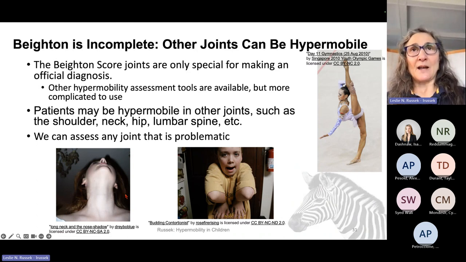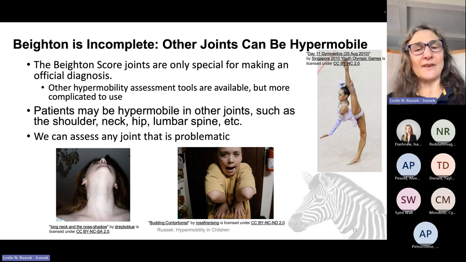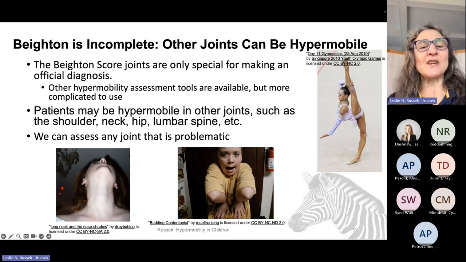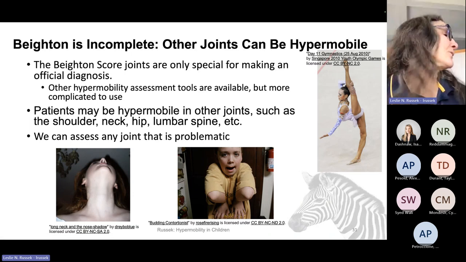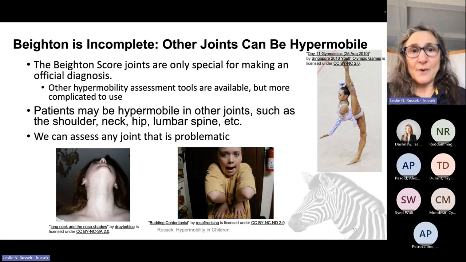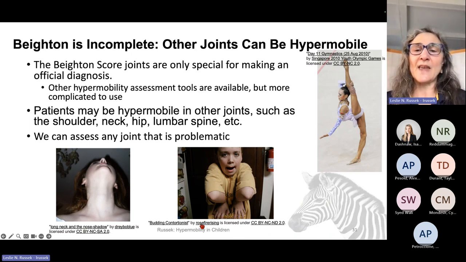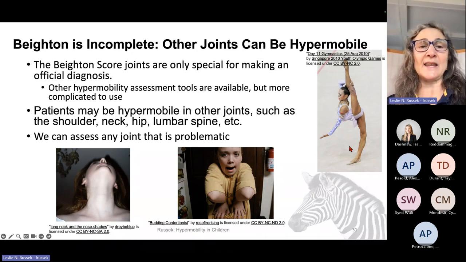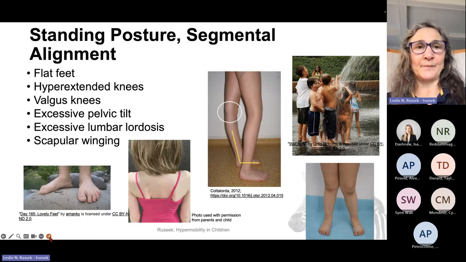So I saw a young woman yesterday, and her Beighton score was a 4 out of 9, so kind of borderline, but she had 90 degrees of extension. She had 100 degrees of neck rotation, and she had neck problems. And so that was hypermobile. This young man has hypermobile shoulders. She obviously has a hypermobile spine and hip. So whatever joints are relevant to what they're complaining about.